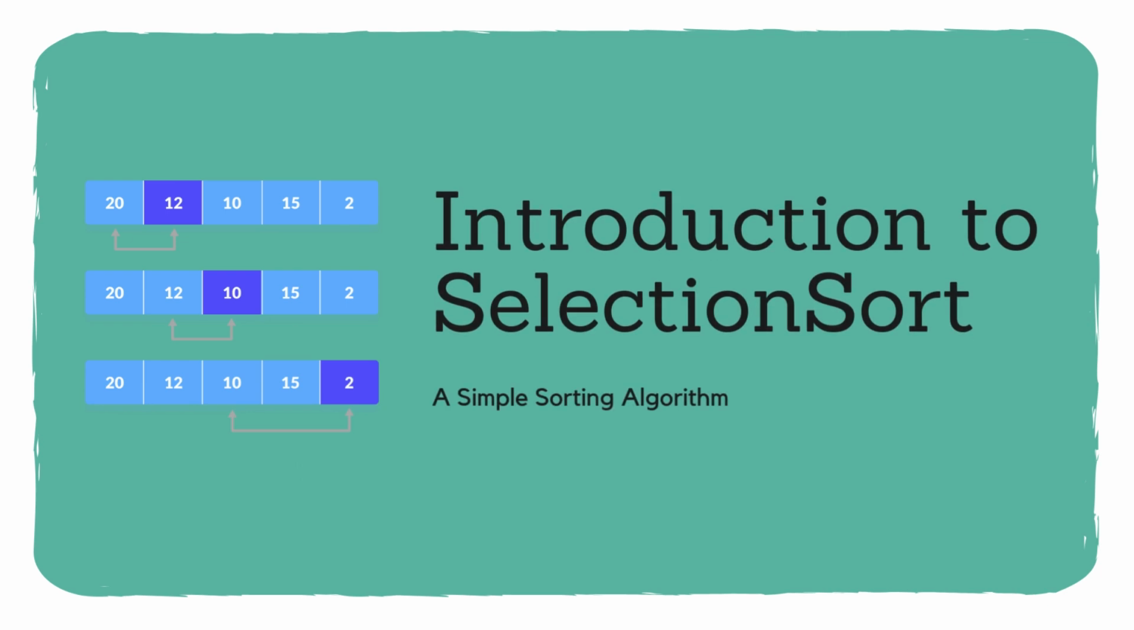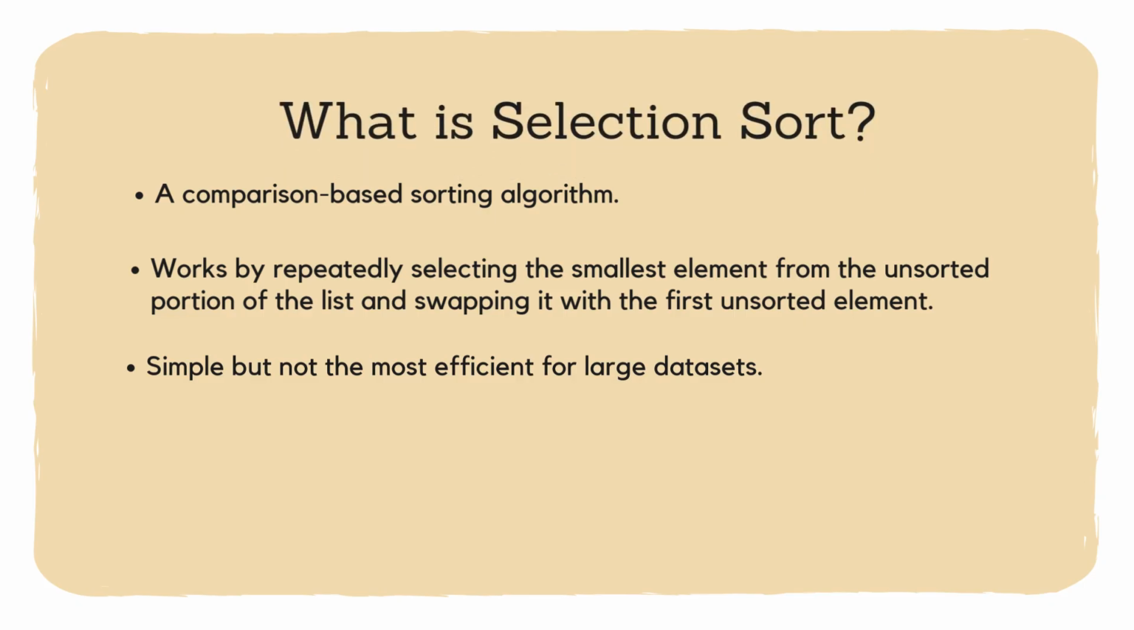Hi everyone, so this is an introduction to selection sort, and selection sort is basically a simple sorting algorithm. It's one of the many different sorting algorithms, but it tends to be more on the simple side. So what is selection sort? Selection sort is a comparison-based sorting algorithm. The way it works is we repeatedly select the smallest element from the unsorted part of the list, and we're going to swap it with the first unsorted element in our list.